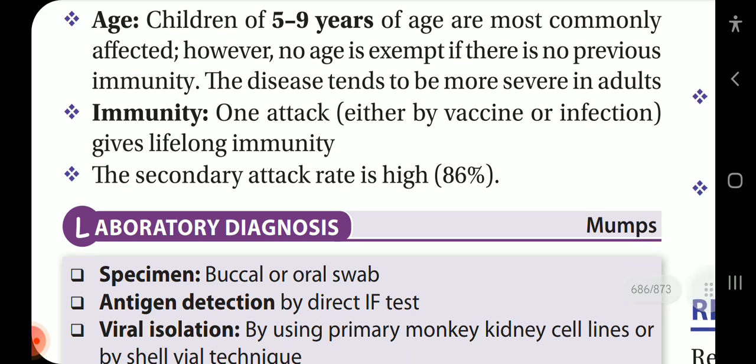Immunity: one attack, either by vaccine or infection, gives lifelong immunity. The secondary attack rate is high, 86%.